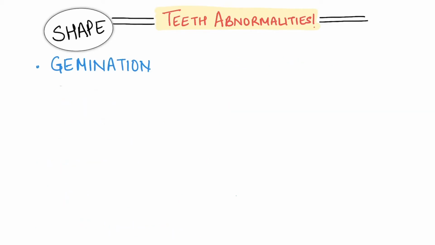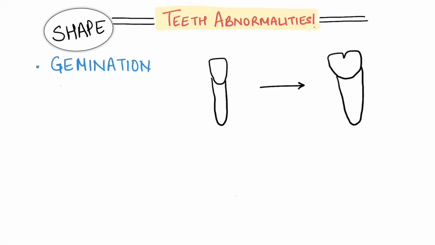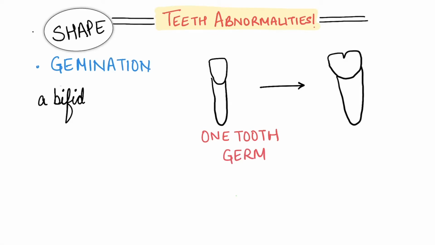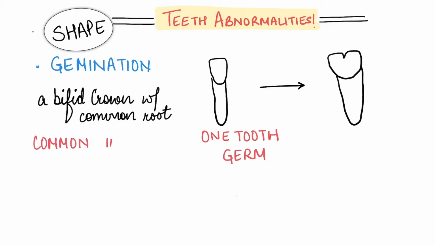First, let's talk about gemination. Gemination means a partial division of a single tooth germ. In other words, one tooth germ tries to divide in two, and clinically we see a bifid crown with a common root. And it is commonly found in maxillary incisor region of the primary dentition.